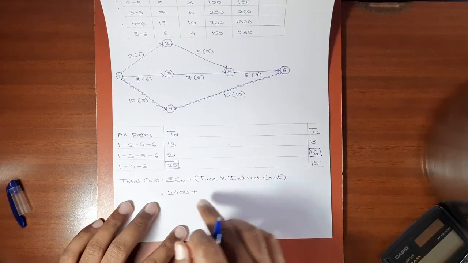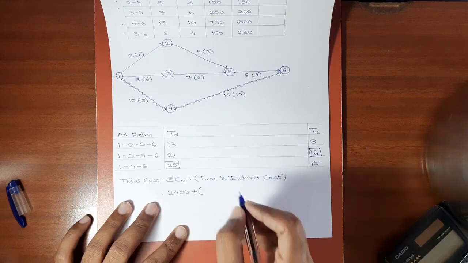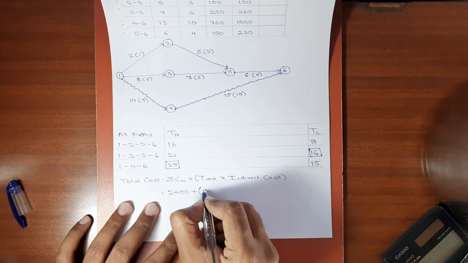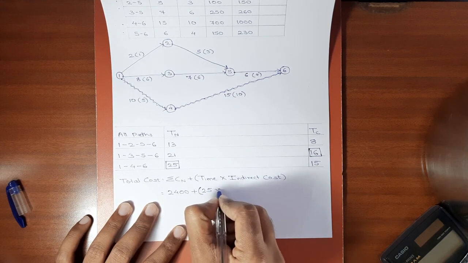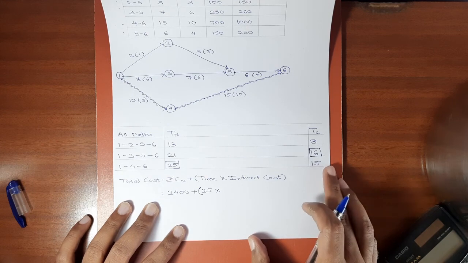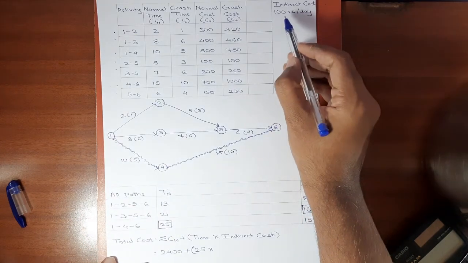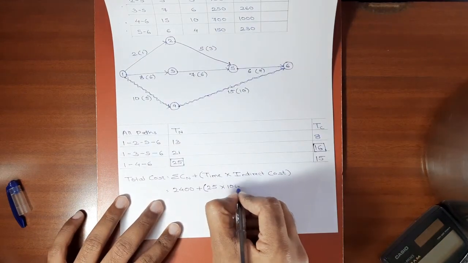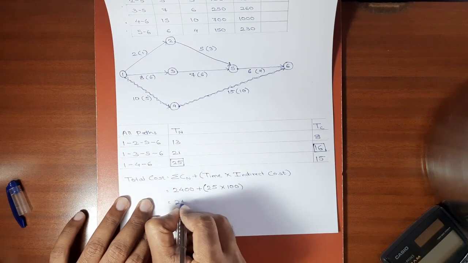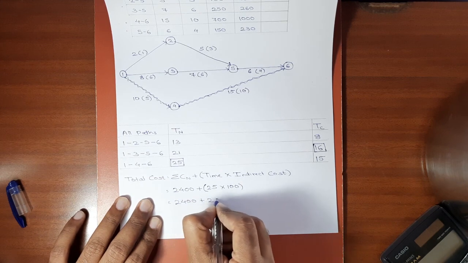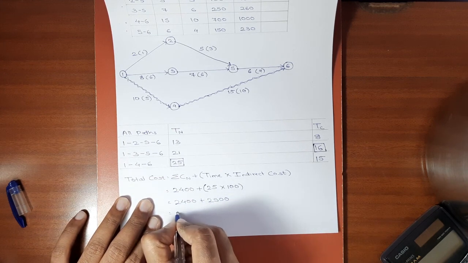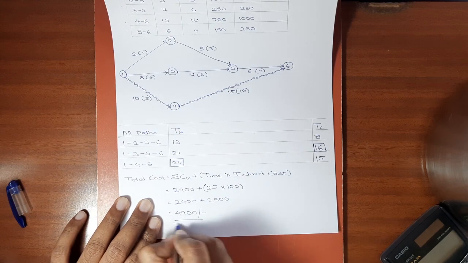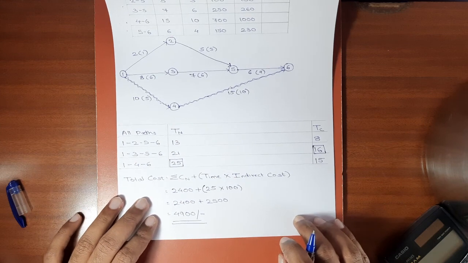Now second part, time into indirect cost. Time required to complete the project is the maximum normal duration, which is mentioned over here, 25 days. 25 into indirect cost per day. Indirect cost per day is given over here, 100 rupees. Okay, so 25 into 100 equals 2500, plus 2400. So the total project cost will be 4900 rupees. This is the total cost of the project.